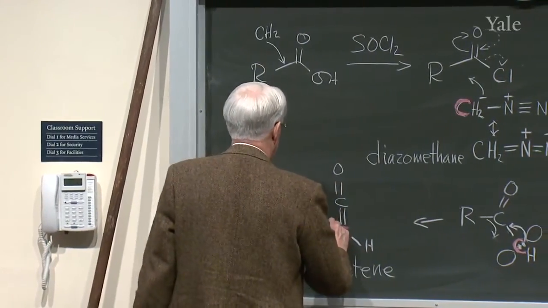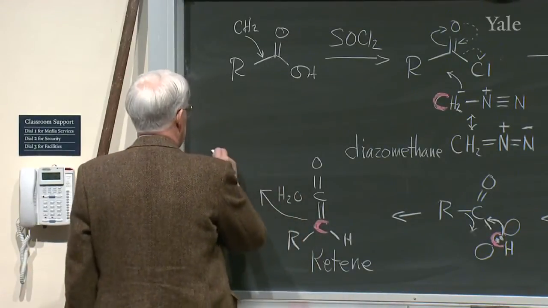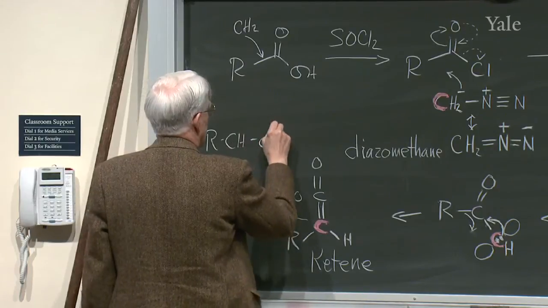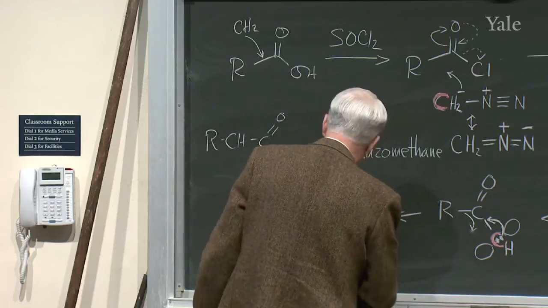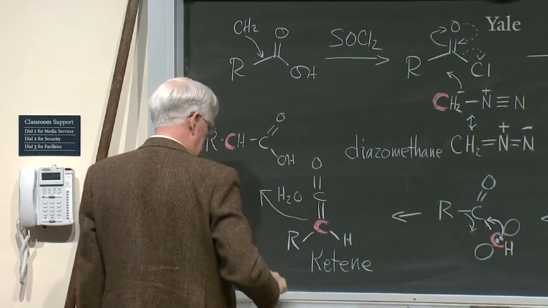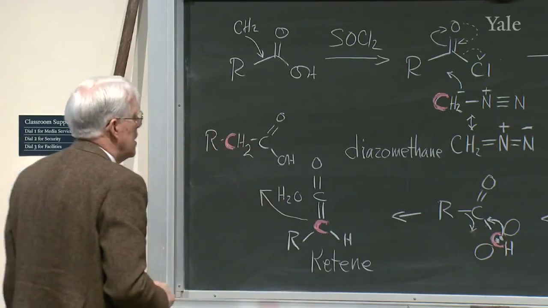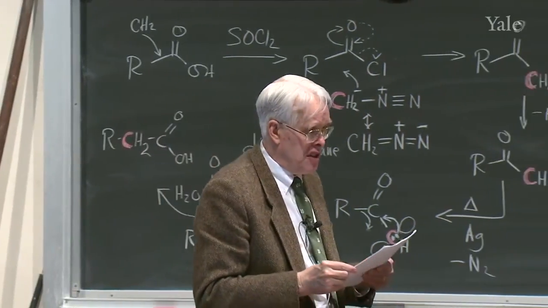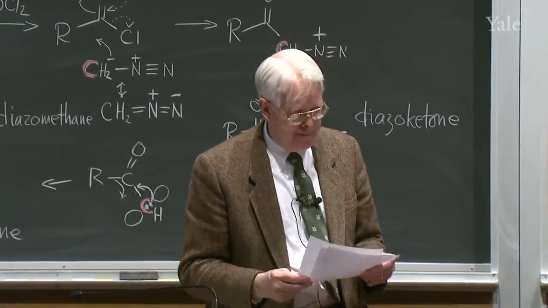So it can add water, as we've discussed before, to give R, CH2, COOH, which accomplishes what we wanted to do. CH2 now because of the H from the water. Okay, so that's the Arndt-Eistert procedure, which lengthens a carboxylic acid by 1 unit.